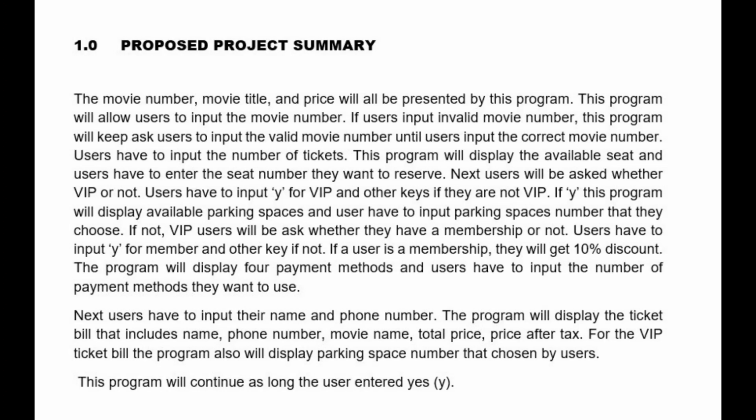The program will display the ticket bill that includes name, phone number, movie name, total price, and price after tax. For the VIP ticket bill, the program will also display the parking space number chosen by the user. This program will execute as long as the user responds yes.